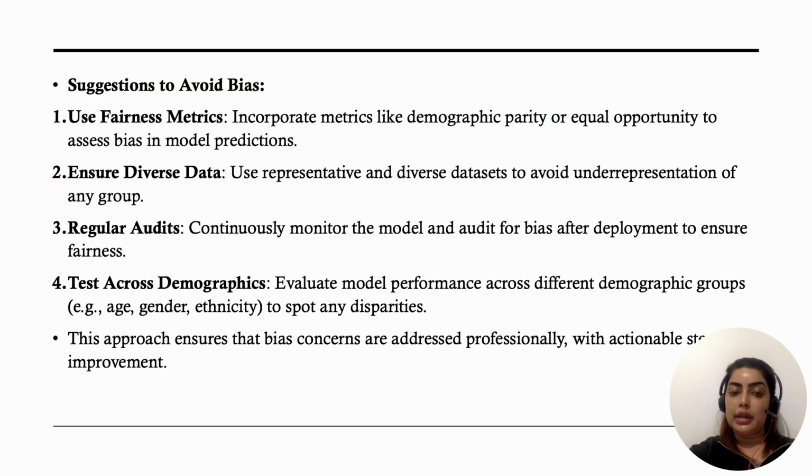Ways we can avoid bias is by using fair metrics, like incorporating metrics such as demographic parity or equal opportunity to assess bias in model predictions. And also ensuring that we use a diverse set of data and a larger sample size by using representative and diverse data sets to avoid underrepresentation of any group. Regular audits: continuously monitoring the model and auditing for bias after deployment to ensure that everything is fair. Test across demographics to evaluate model performance across different demographic groups. This approach ensures that the bias concerns are addressed and everything is focused on improvement.